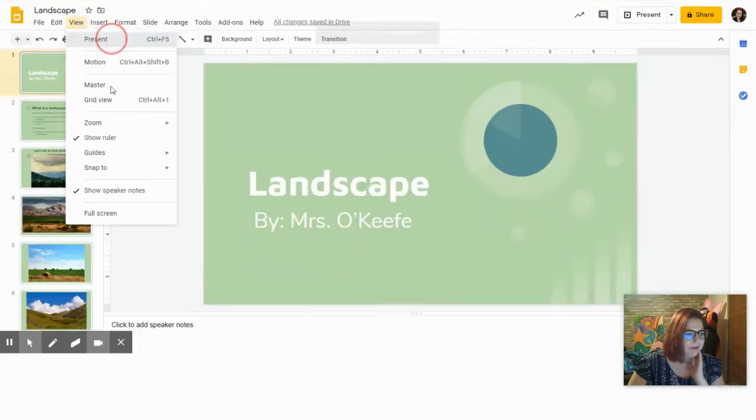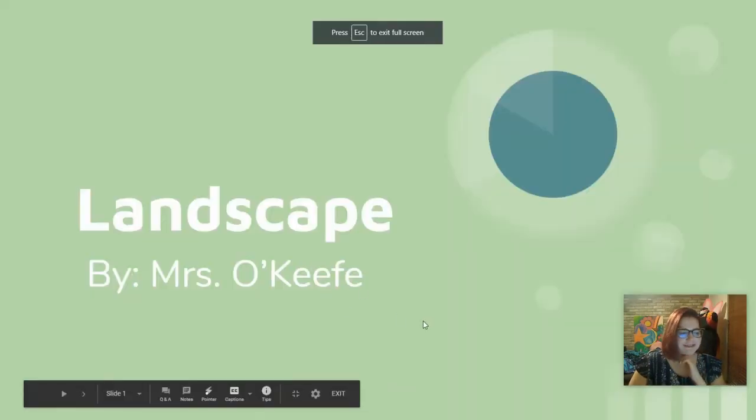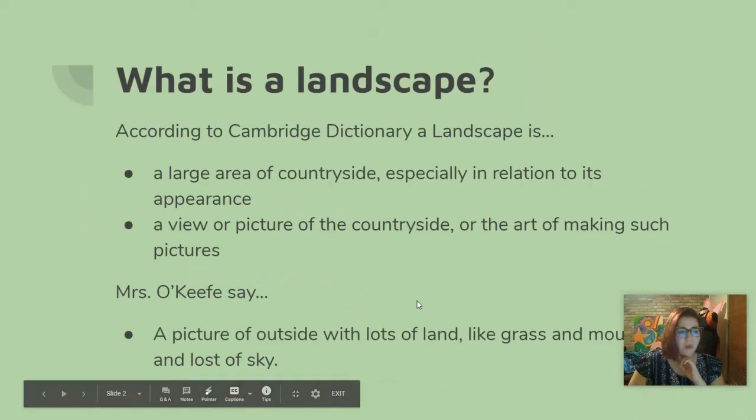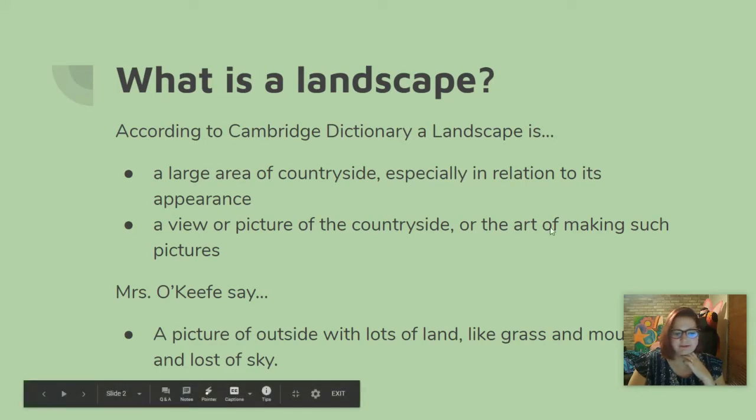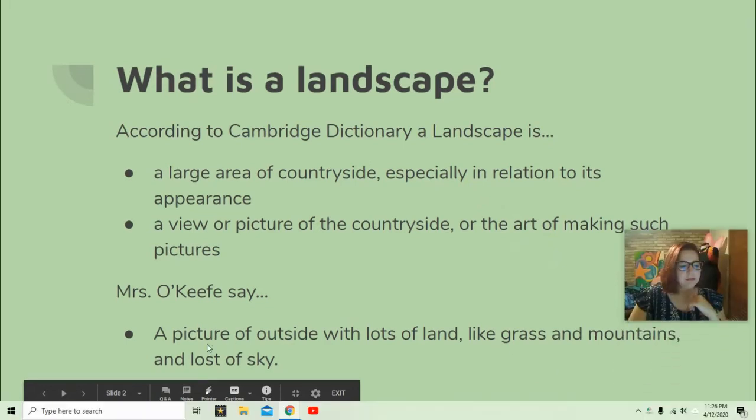Let's make it bigger. All right, landscapes by Miss O'Keefe. What is a landscape? According to the Cambridge Dictionary, a landscape is a large area of countryside, especially in relation to its appearance. That's a lot of words. A view or picture of the countryside or the art of making pictures. So, big long words, right? Let me break it down for you. A picture, Miss O'Keefe says, a picture of outside with lots of land, like grass, mountains, and lots of sky. Let's take a look at a bunch of these pretty pictures.